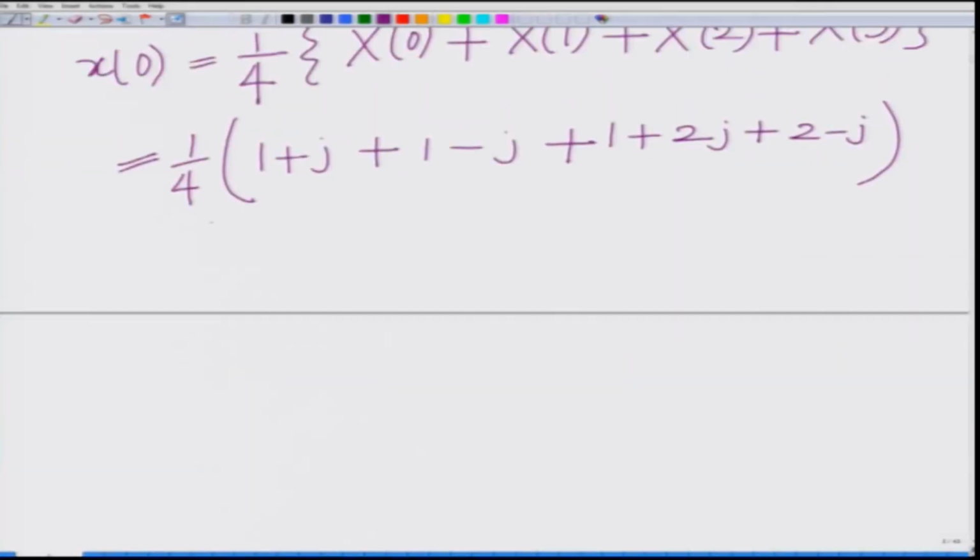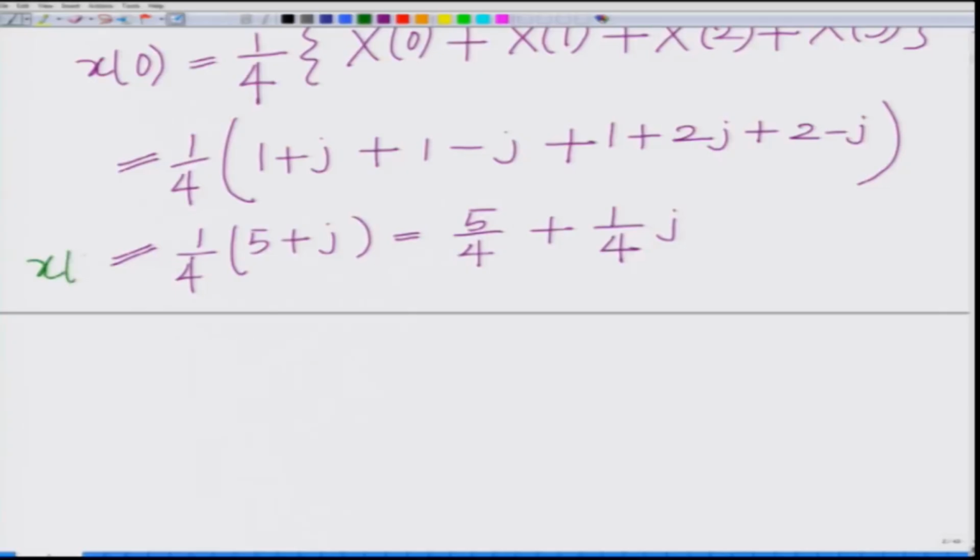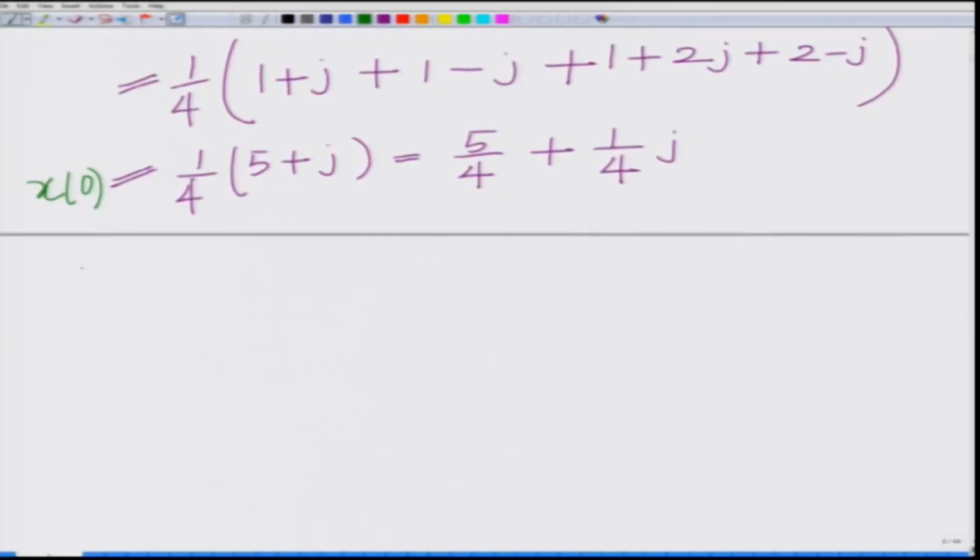So, I have 1 over 4 times 1 plus j plus 1 minus j plus 1 plus 2j plus 2 minus j, which is equal to 1 over 4 times 5 plus j, which is equal to 5 by 4 plus 1 over 4 times j. This is the complex symbol, small x0, that is the sample transmitted at time 0. Similarly, let us compute small x1, which is the sample transmitted at time 1. Okay.